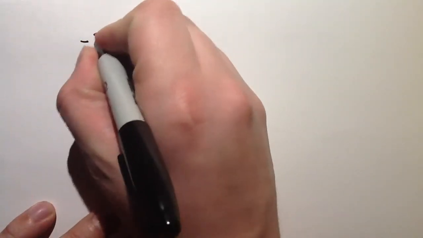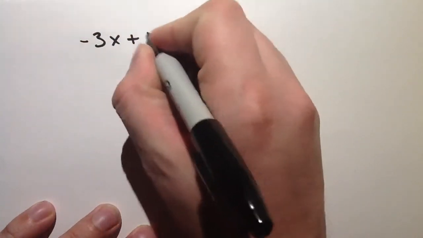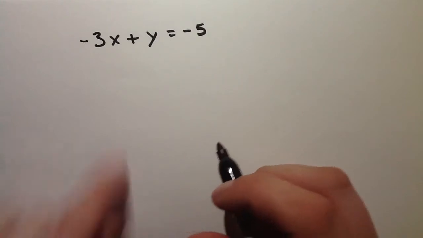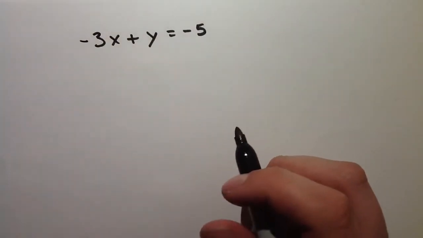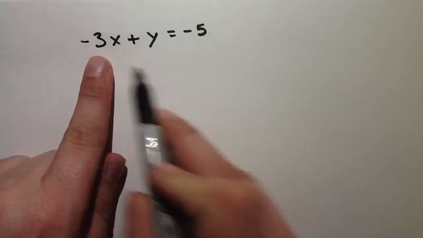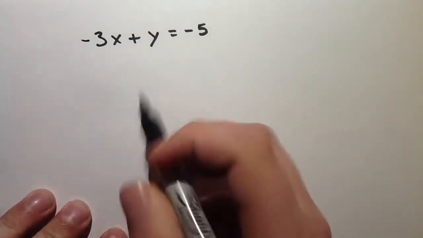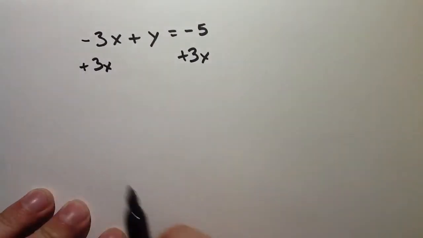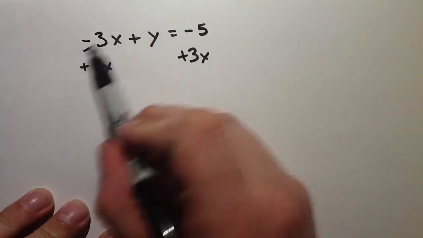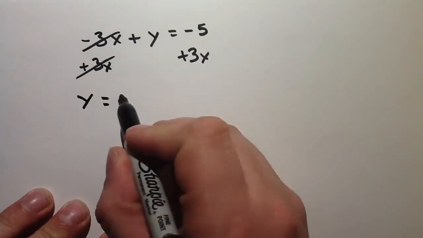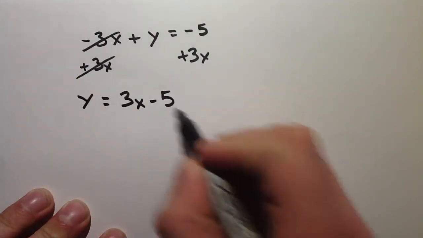I'm going to write our first equation down. First equation is minus 3x plus y equals negative 5. Remember, step 1 was solve the equation for y. So I want to get y by itself on one side of the equal sign. I can see I have a 3x here. I need to get the 3x to the other side of the equal sign. So I have a minus 3x, so I want to add 3x to both sides to undo that minus 3x. Minus 3x plus 3x, that cancels out, and we're left with y equals 3x minus 5.